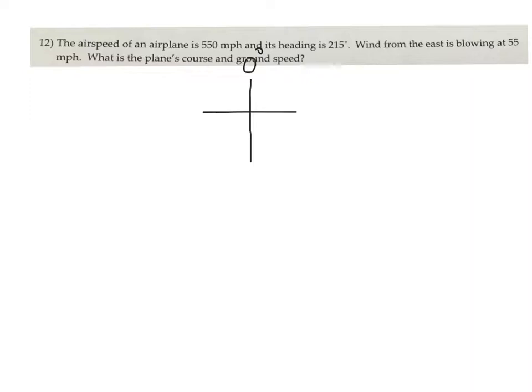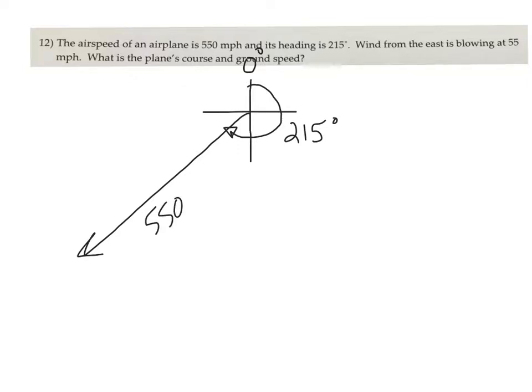So if I'm flying at 215 degrees, that means that is about this much. 215 degrees goes this way into the third quadrant, and it has a speed of 550. And the other one, wind from the east, which means the wind is blowing to the west, so the wind is blowing this way at 55 miles an hour. What is the plane's course and ground speed?